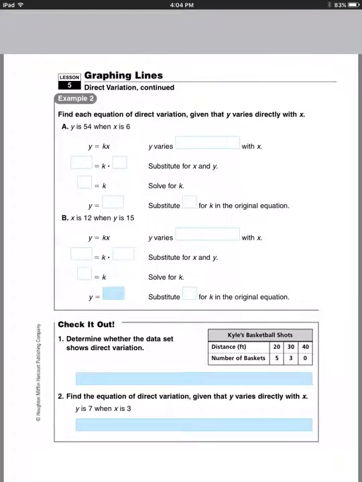Okay, the next type is find each equation of direct variation given that y varies directly with x. So, y is 54 when x is 6. Now our direct variation equation is y equals kx. And it tells us that y varies directly with x. Okay? So, we can substitute x and y. It tells us y is 54 and x is 6. Now this looks like 54 equals 6x.